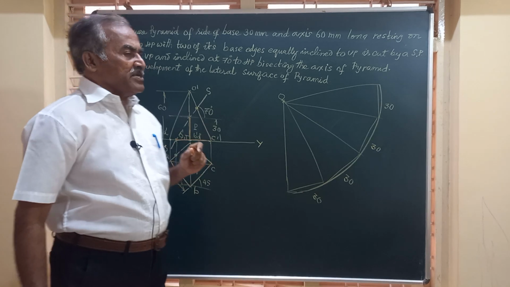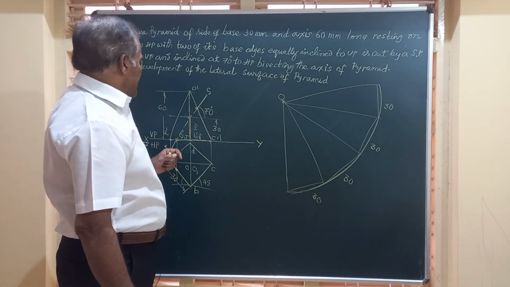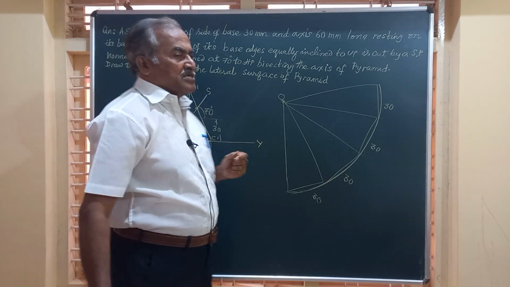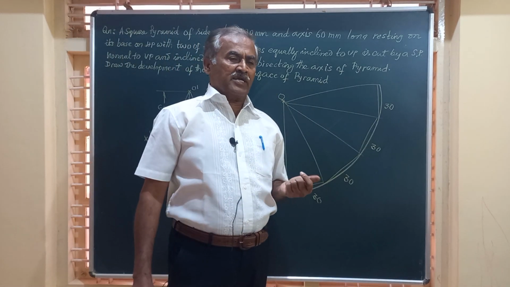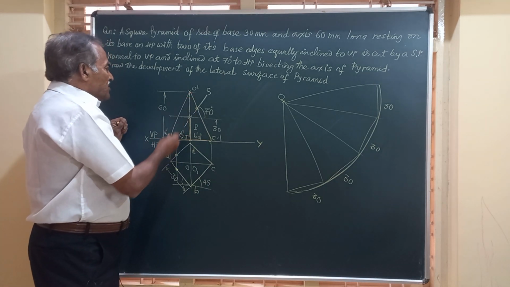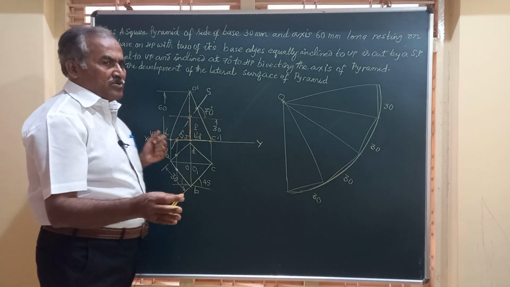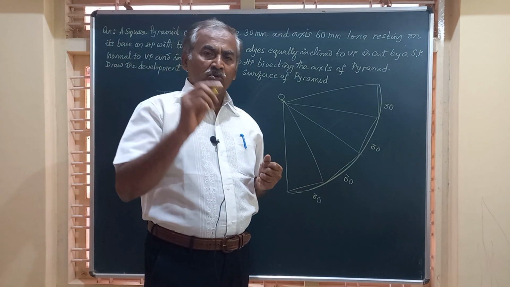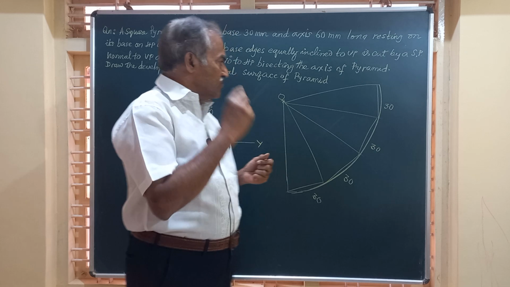So totally there will be 5 points. Now friends, let us see from which edge the development has to be started. Here, if you observe the front view, the slant edge O dash A dash is removed. So as per the rule, we have to commence the development only from O dash A dash, that is OA.